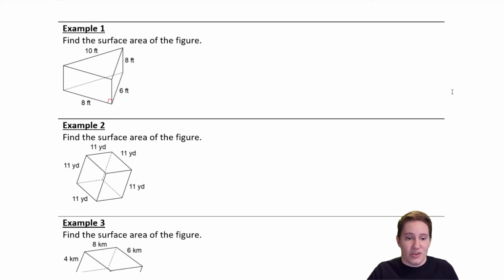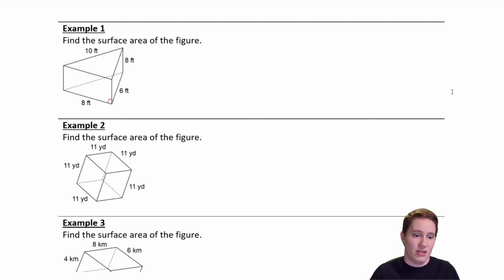So example 1 here, find the surface area of the figure. This is a triangular prism. I know that because there's a triangle on top and bottom, and then there's rectangles around the side. Now this is a fairly well-drawn 3D figure, in my opinion. A computer did it, not me, which is why it's well-drawn. So what we do now is we have to think about the different sides that are happening and how to find the area of them.